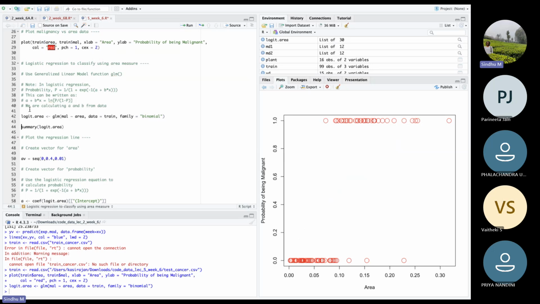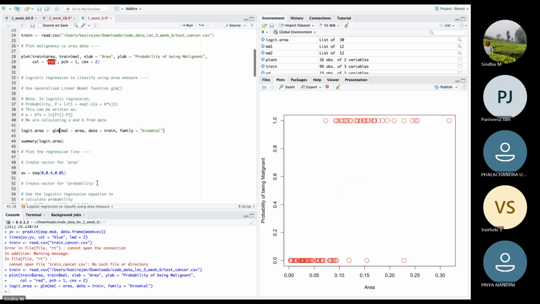To do that, we can use this GLM function, which is generalized linear model, because now we have written it in the form a plus bx. And this MAL, whether it is malignant or not, is the variable that we are trying to predict, and we are predicting it with the area, so tilde area. The data is the training data set that we have read already, and the family is binomial.